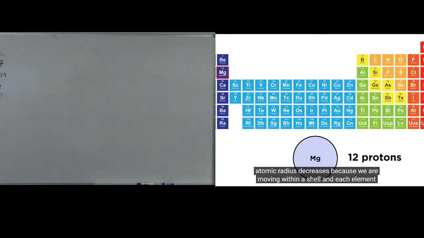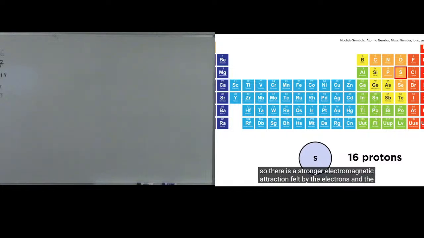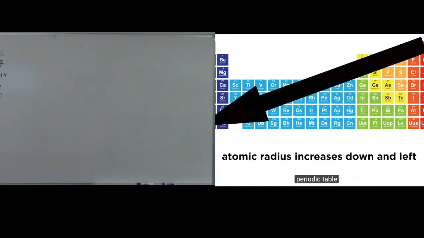As we go to the right, atomic radius decreases because we are moving within a shell, and each element to the right has one more proton in the nucleus than the last. So there is a stronger electromagnetic attraction felt by the electrons, and the radius shrinks. That means overall, atomic radius increases going this way on the periodic table.